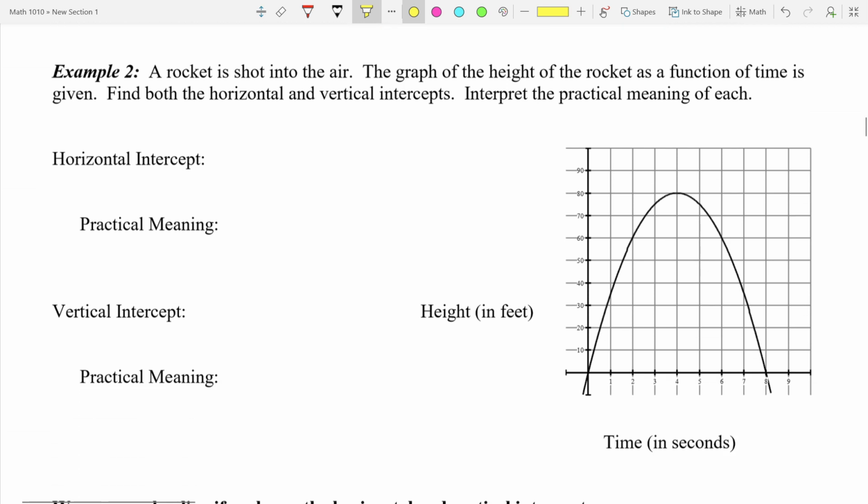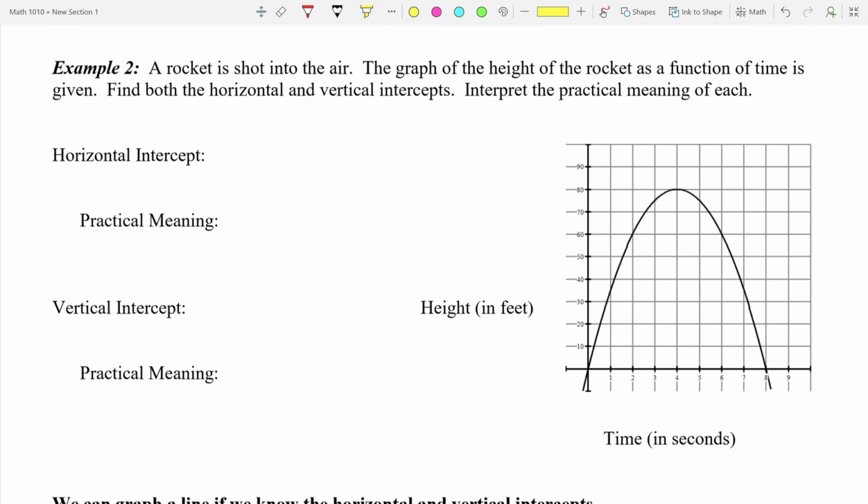Okay? Here's example 2. A rocket is shot into the air. The graph of the height of the rocket is a function of the time it's given. That makes sense.